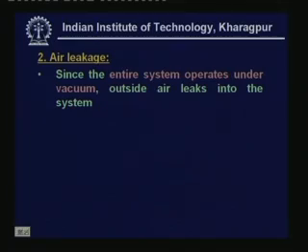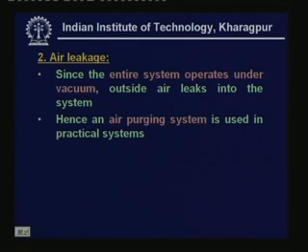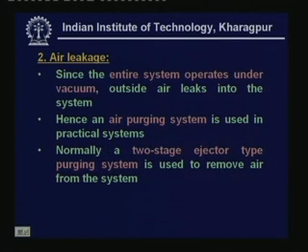So this is minimized by continuously taking out the air from the system. That means you have to have some kind of a vacuum system which takes out the air from the system as soon as it enters into it. This kind of system is known as a purging system. So as I said, since the entire system operates under vacuum, outside air leaks into the system, hence an air purging system is used in practical systems. Normally you do not use any mechanical vacuum pumps, but what they use is a two-stage ejector type purging system.